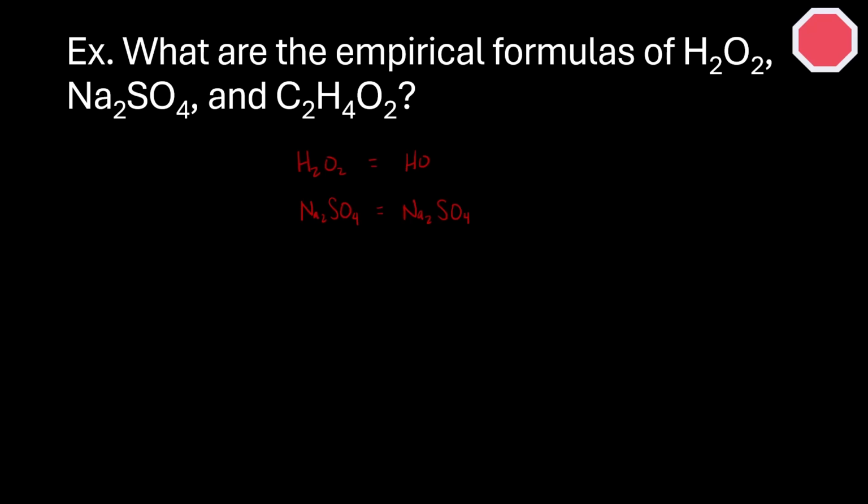And finally, we have C2H4O2. If we look at that, they can all be divided by 2, so that's how we're going to reduce it. 2 divided by 2 gives us 1 carbon, 4 divided by 2 gives us 2 hydrogens, and 2 divided by 2 gives us 1 oxygen. So the empirical formula of C2H4O2 is going to be CH2O, which just means the ratio is 1 carbon atom for every 2 hydrogen atoms for every 1 oxygen atom.